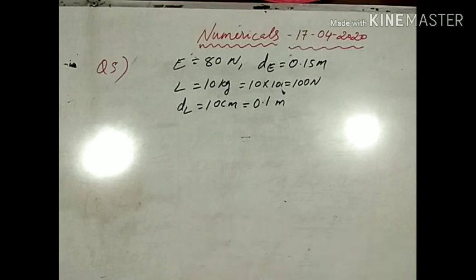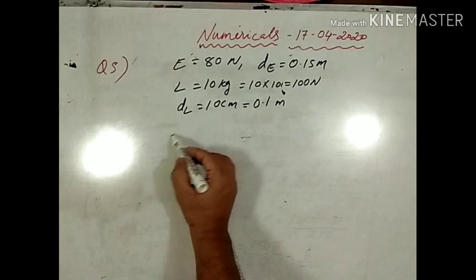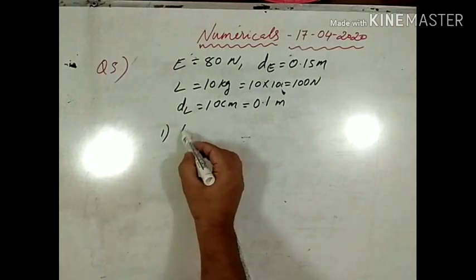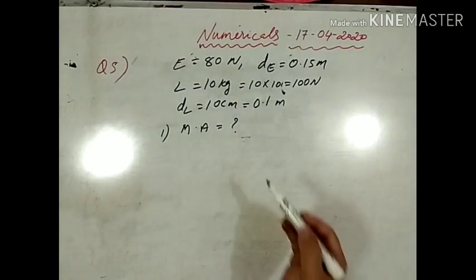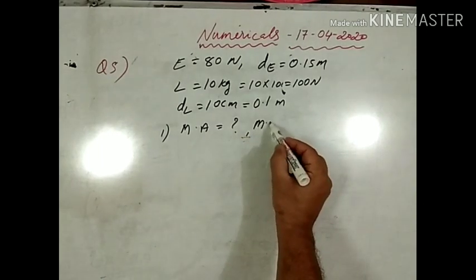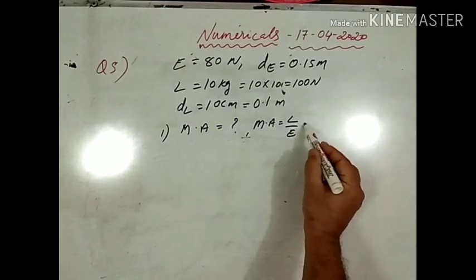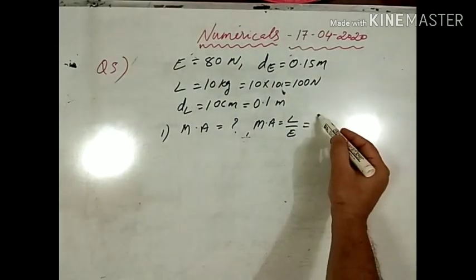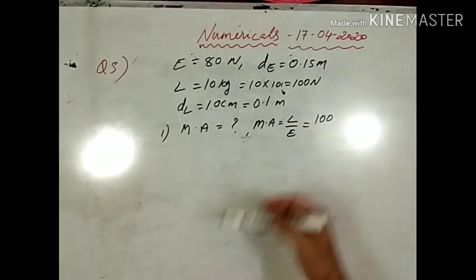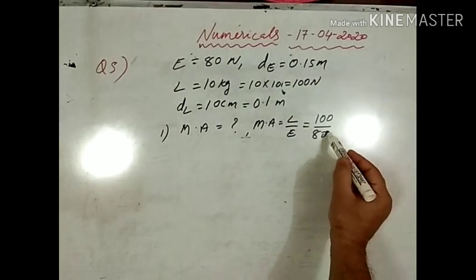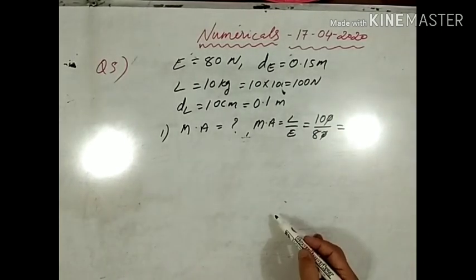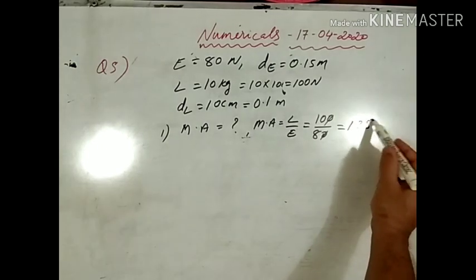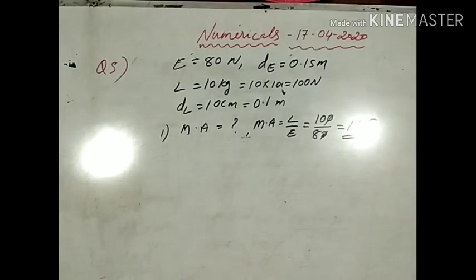Calculate the mechanical advantage. First part of the question is mechanical advantage. By definition, we know that mechanical advantage is equal to load upon effort. That's equal to how much? What is the load? 100. Look at the values given, divided by effort, which is 80. 10 by 8, we are getting it as 1.25. Calculate it and see. 1.25. So mechanical advantage is 1.25.